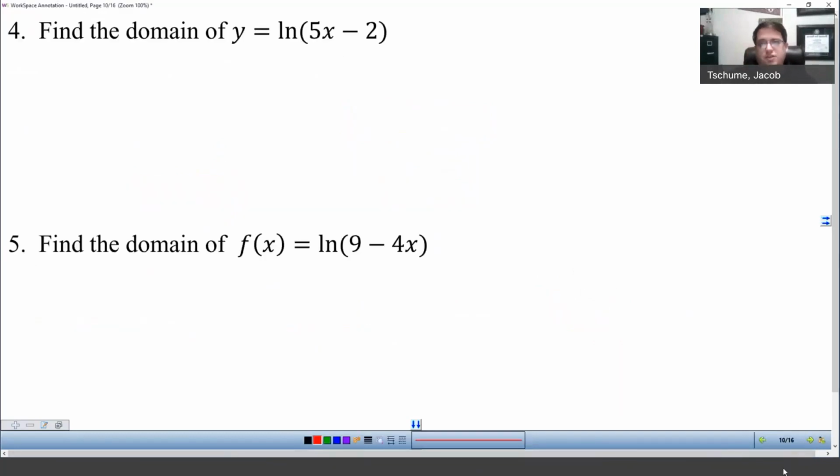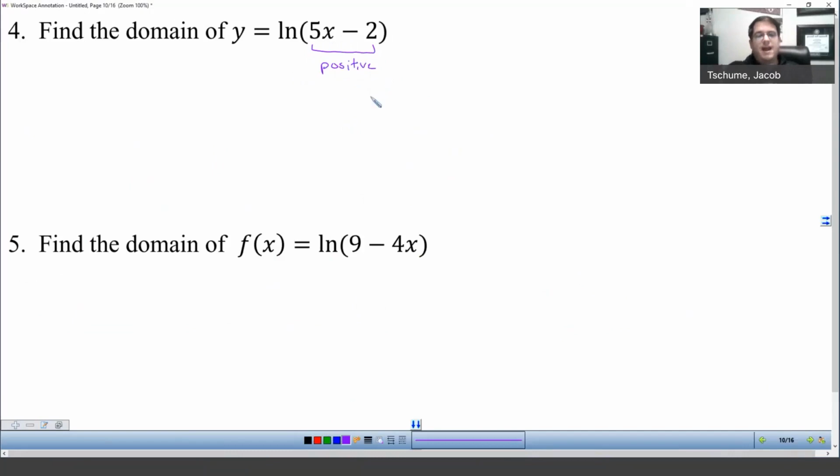So let's practice that actually. Number 4 and number 5 say find the domain of these natural log functions. Number 4 has the function y equals the natural log of 5x minus 2. Now, since the inside of your logarithms has to be positive numbers, if you're trying to find the domain of something like this, remember, this has got to be positive.